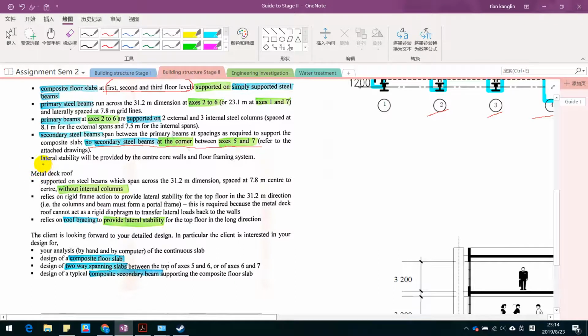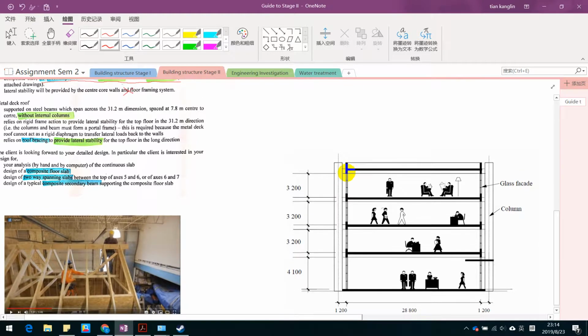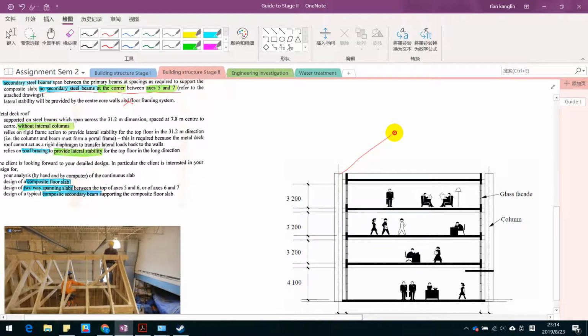So the lateral stability is provided by cement. That says nothing. And then there is the roof. So the roof is supported on steel beams with span across the 31.2 meters dimension, center to center without internal columns, and that actually tells you that the roof is here.